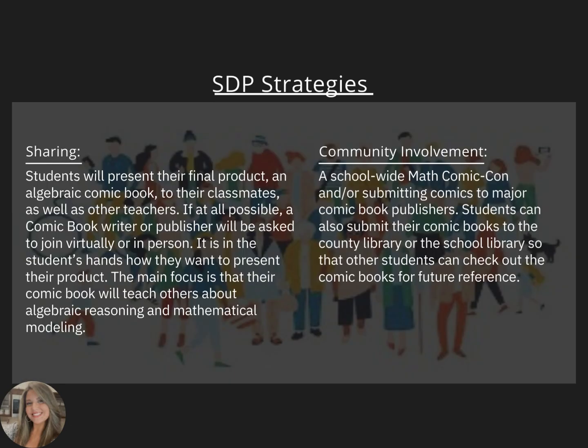Piggybacking off the comic book project, when students shared it, they presented their final project to their classmates as well as other teachers. Also, it was in the students' hands how they wanted to present their product. The main focus was that their comic book would teach others about algebraic reasoning and mathematical modeling. They also involved the community, doing a school-wide math Comic-Con, which was pretty neat.